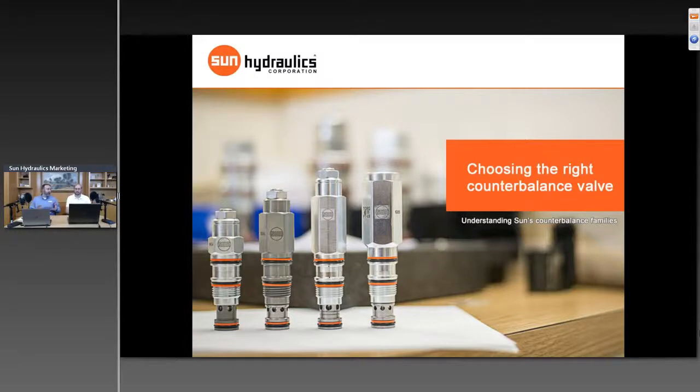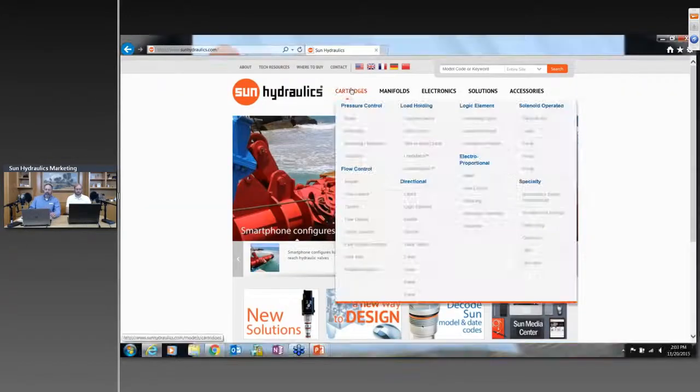With that said, I'd like to start out today with a question, basically a poll for all of you that are with us today. If we take a look at our website, sunhydraulics.com, you'll notice that there are 4 different families of counterbalance valves. In the cartridges section under load holding, we have standard counterbalance valves, our load control valves, our load match valves, and our load adaptive valves.